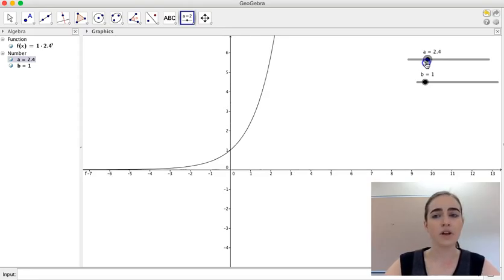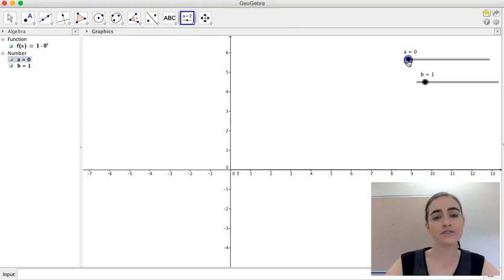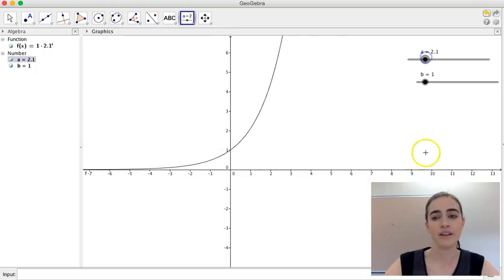Now, as we drop below 1, it actually changes the whole direction of our exponential. So it's now starting off with a high value, and it's decreasing as we move to the right. So if our a value is between 0 and 1, then it's a decreasing exponential function. And again, the further away we get from 1, the steeper it gets. And as we come back towards 1, it flattens itself out again. Right, so that's what the base number does.